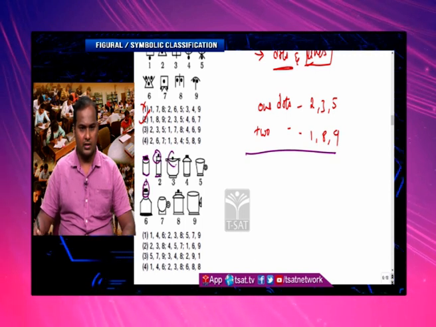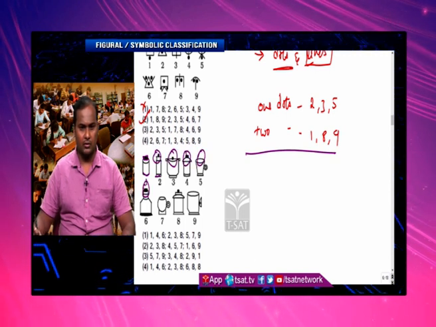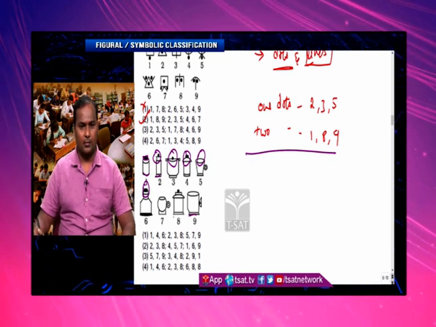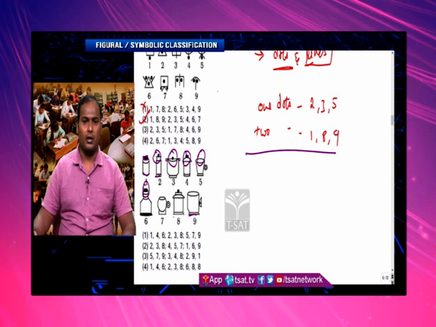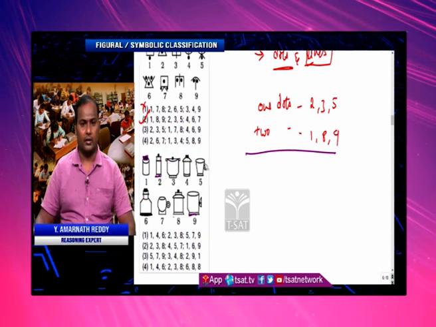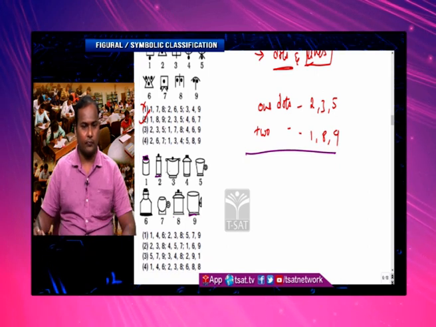So in all the cases, we will consider what? The top portion and also the bottom portions as well. By considering the top portions and bottom portions, we have to group these particular figures. So let's try to do that.